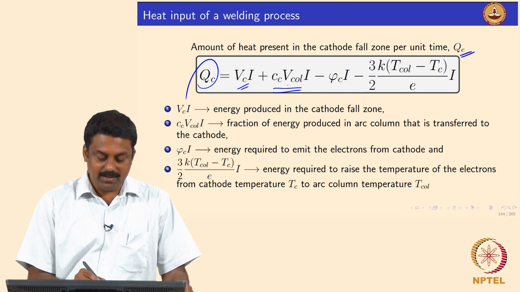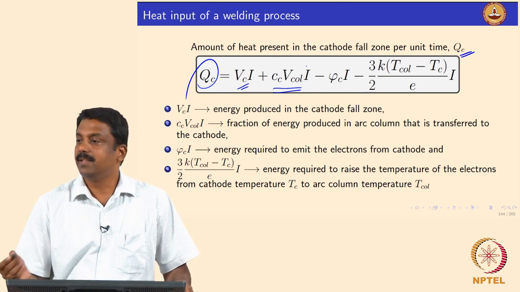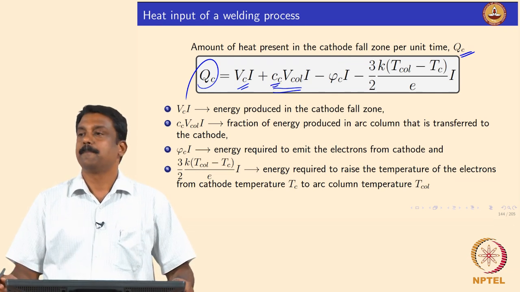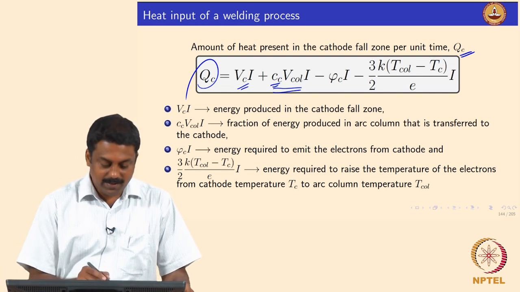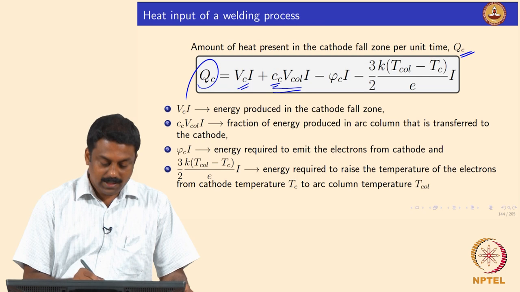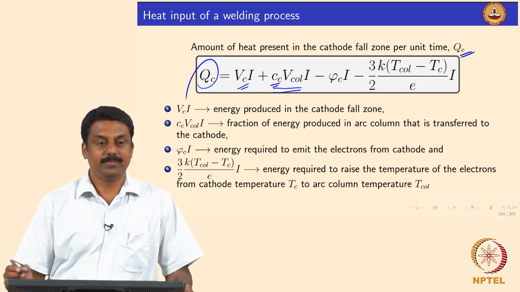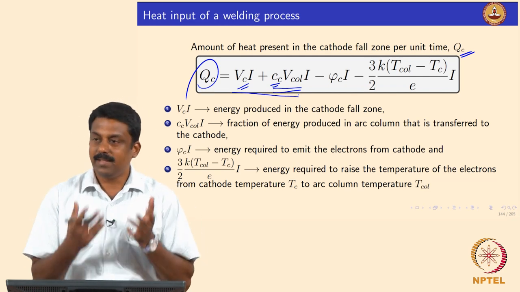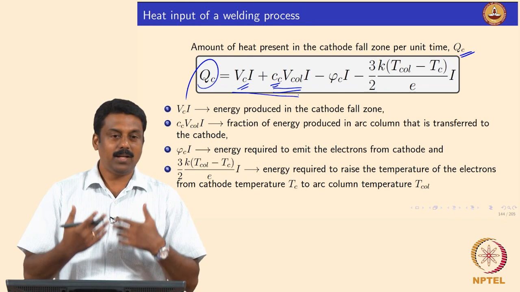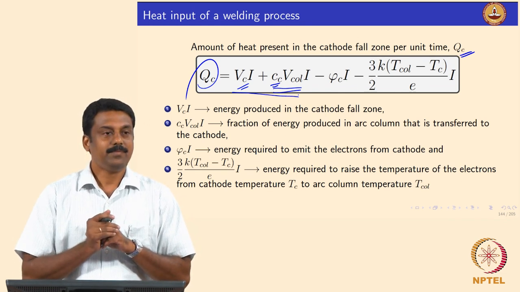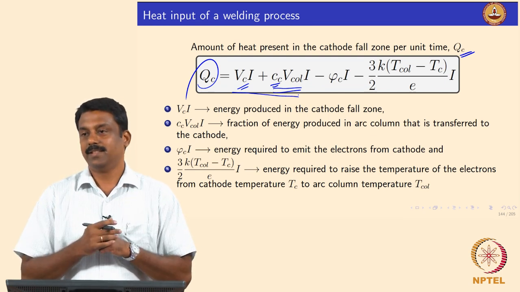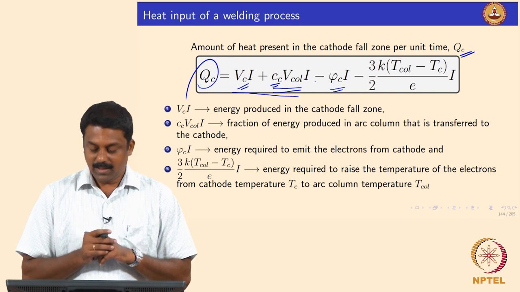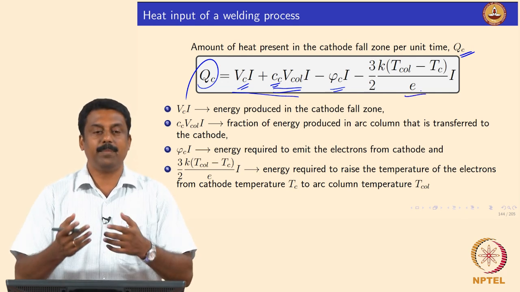The total energy in the arc column is V arc column times the current I, but not all the heat in the arc column is transferred to the cathode, right? Only a fraction. So we have the fraction of heat energy transferred from the arc column to the cathode, and these two are the energy gain in the cathode. Energy produced at the cathode fall zone plus energy acquired from the arc column, these two are your energy credit. But this energy credit is spent in two ways. One way is electron emission, which is a negative term. The second term is to heat the electron to the arc column temperature.